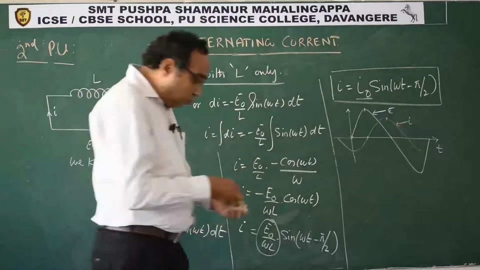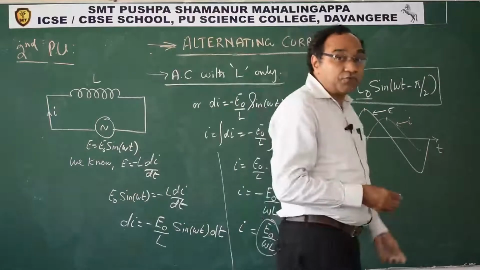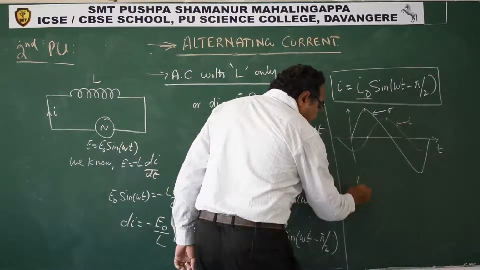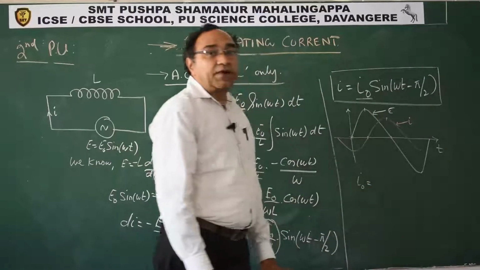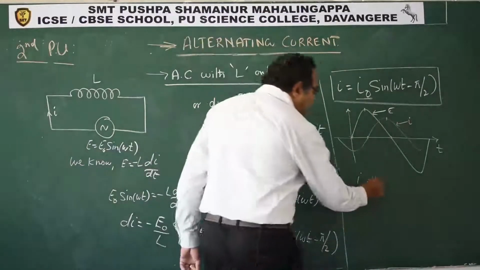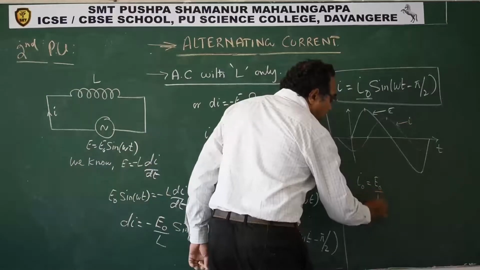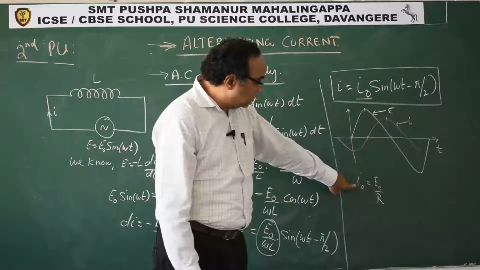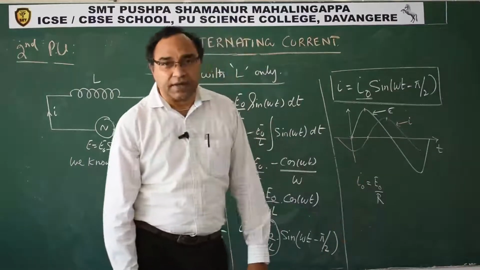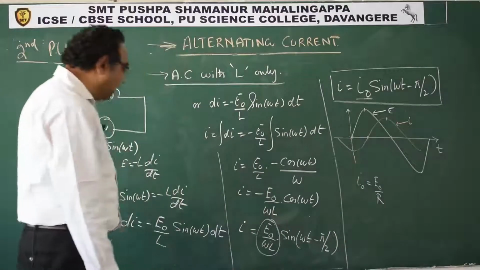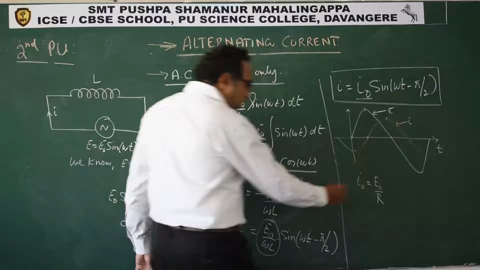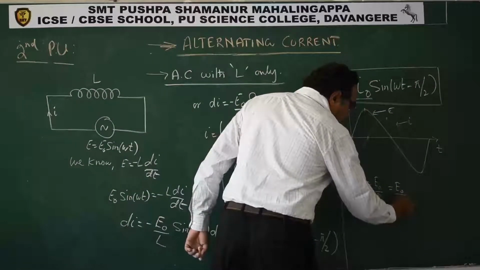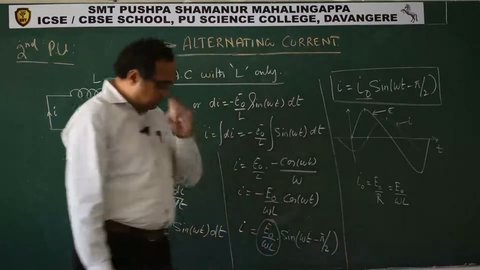These are the keywords which will be extensively used in numericals, and you should know what exactly is happening in the circuit. So don't expect everything will be given in the question. Now, I naught. In the previous circuit, we took this as what? We took it as E naught by R. If you remember, in the R only circuit, we wrote I naught as E naught by R. Here what did we write? I naught we wrote as E naught by omega L.